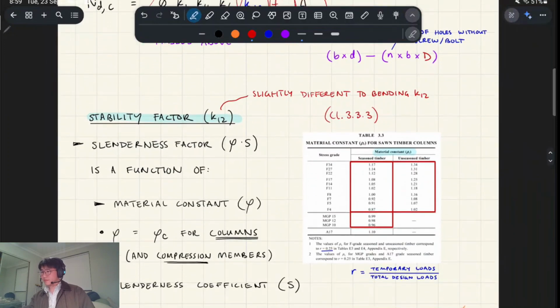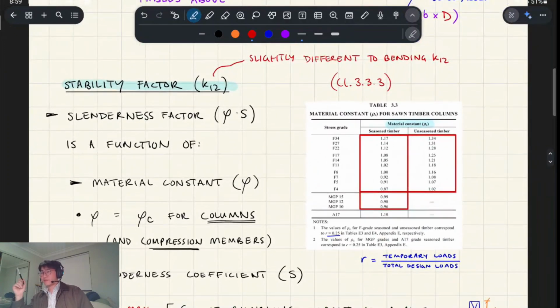Essentially, K12 is your stability factor. And I say that it's slightly different to bending K12 because it is, but I expected to cover these in the other order. So I'll explain the K12 for compression before I explain it for flexure.